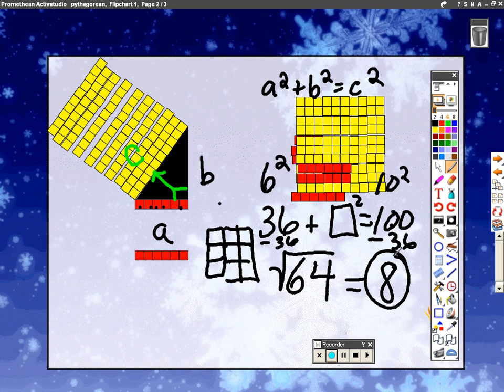A lot of students stop at 64, and you have to be careful because this box is this box squared, and I want it unsquared. So 64 is something squared. I want that something, which is 8.